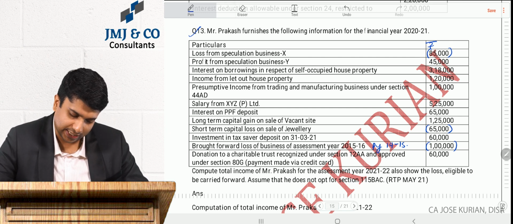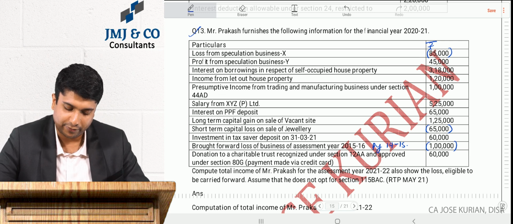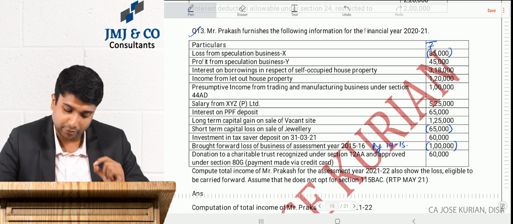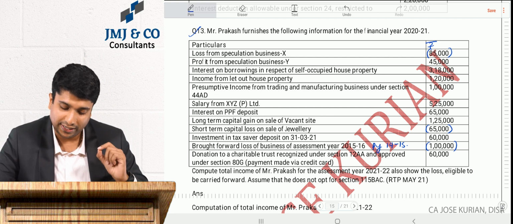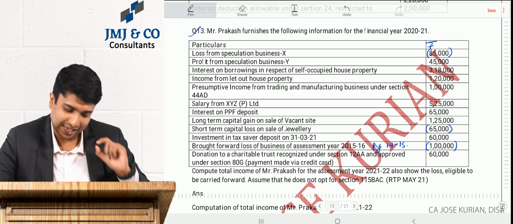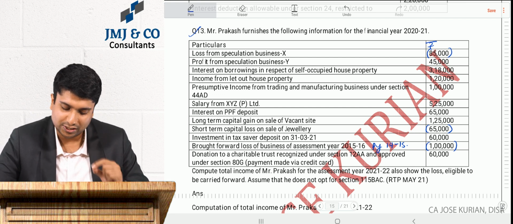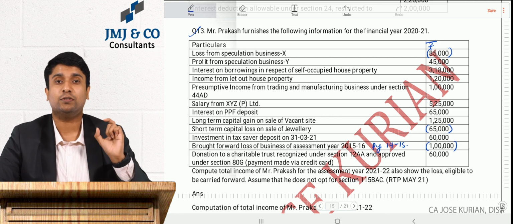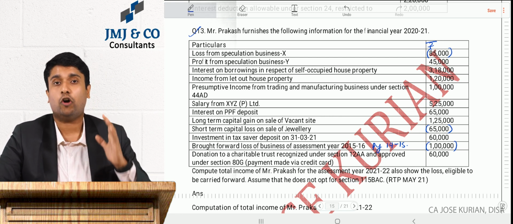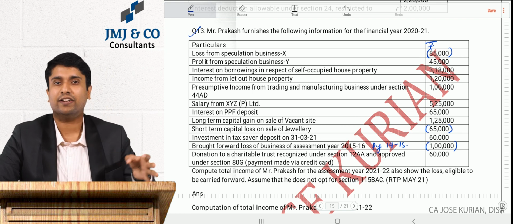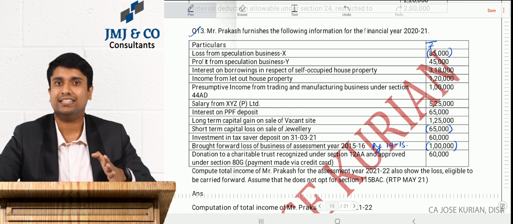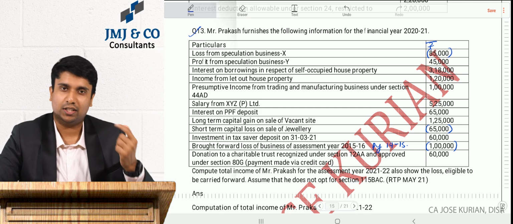Then donation to charitable trust recognized under section 12AA and approved under 80G, payment made via credit card, is also given, 60,000. And you are supposed to compute the total income of Mr. Prakash for assessment year 21-22. Also show the loss eligible to be carried forward. Assume that he does not opt for section 115BAC. So the question is very simple. You need to compute the total income, and this question mainly focuses on set off and carry forward. You need to know the inter-source set off and inter-head set off rules for solving this particular question.